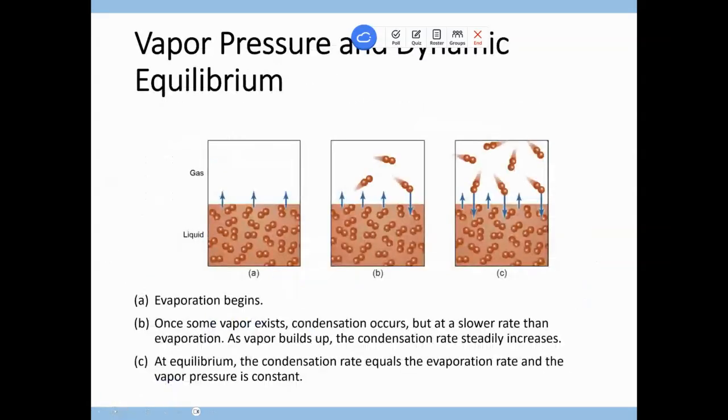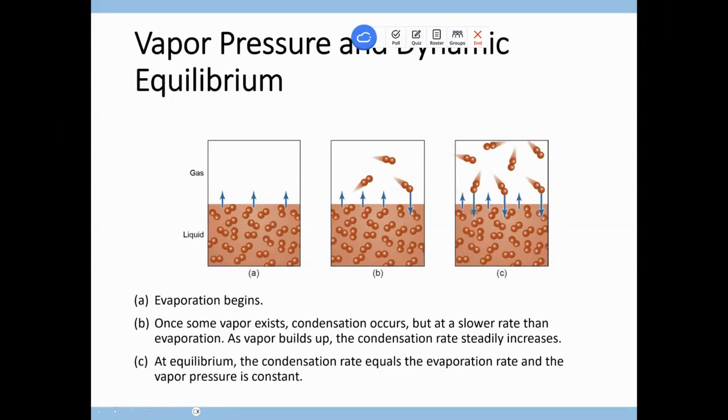So remember when we have a closed system, we have a liquid, let's just say we're pouring a liquid into a beaker and then closing it. That liquid would start to evaporate. There's always going to be some gaseous particles at the surface of the liquid. And then as the liquid molecules evaporate and vapor is starting to form, condensation can then occur. We can't have condensation until we have gaseous molecules.